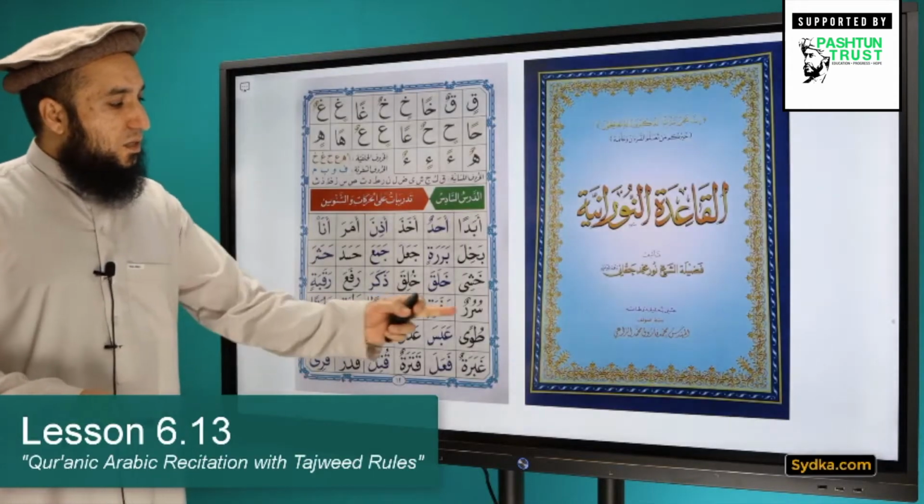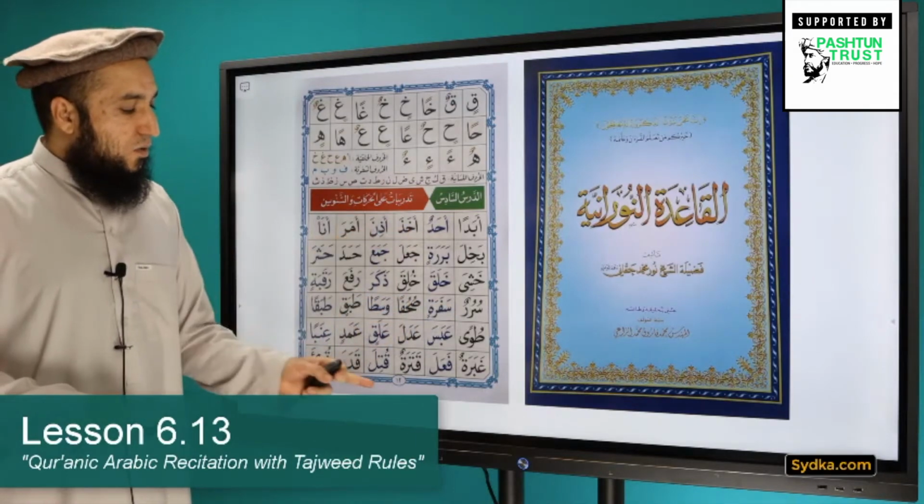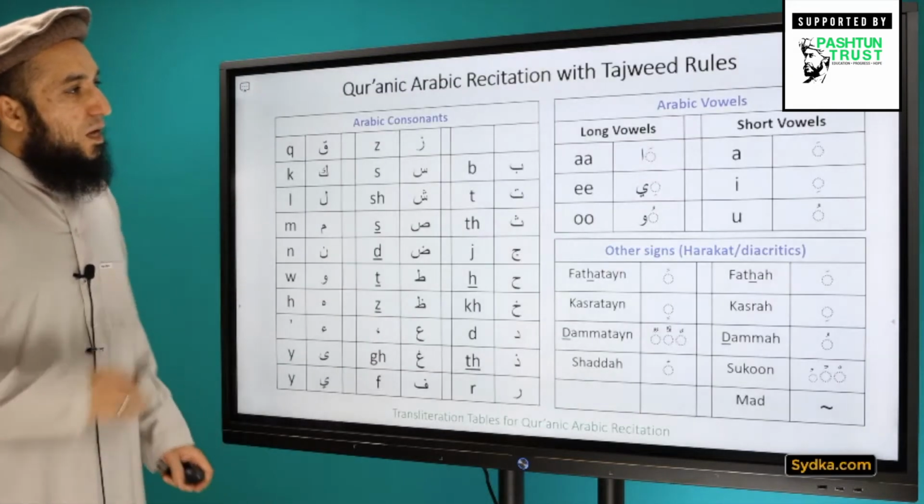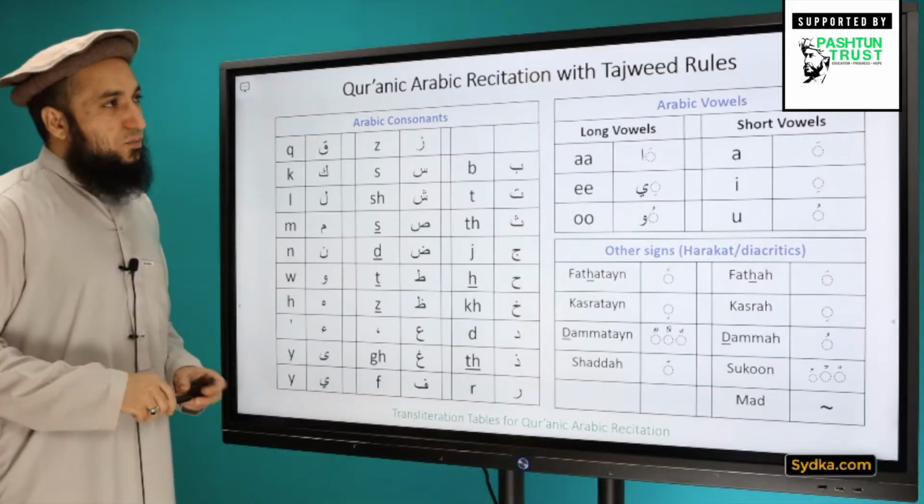In this session, we will study these three words of Al-Qaida Nuraniya on page number 12. And this slide is just a reminder for transliteration purposes.